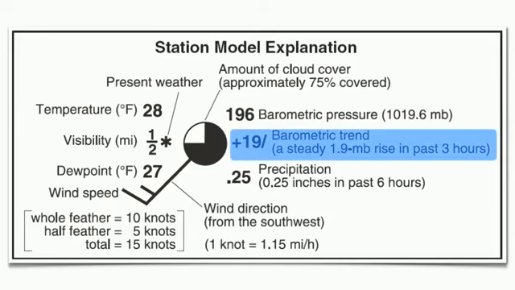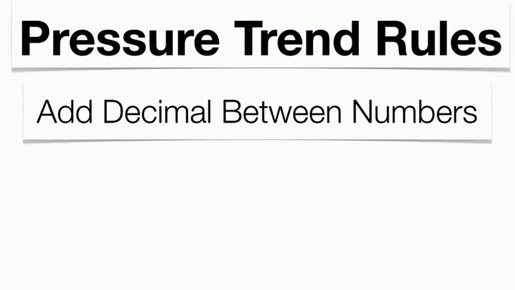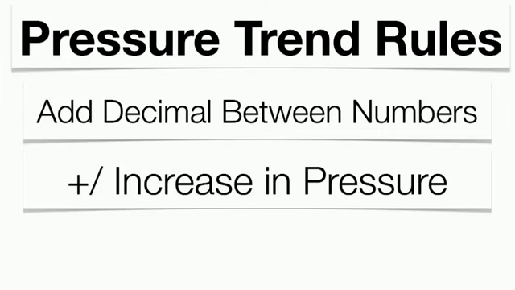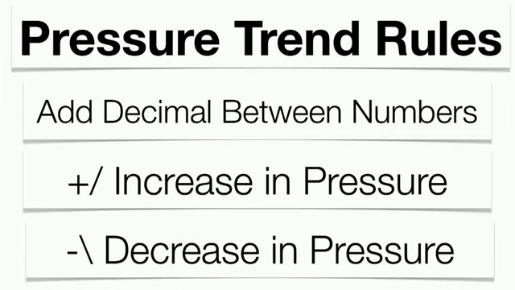The next feature down is going to be your barometric trend. What has the pressure done over the last 3 hours? Is it rising? Is it falling? Is it holding steady? A lot of times there's going to be either a plus sign or a negative sign in front of those numbers, and that's going to tell you whether it's rising or falling. So there are some barometric trend rules you need to follow. First off, you want to add a decimal in between the two numbers when you take it off the station model. A plus or a line sloping upward is an increase in pressure. A negative sign or a downward sloping line is a decrease in pressure. That's how you're going to tell whether the pressure has been rising or falling over the last 3 hours.